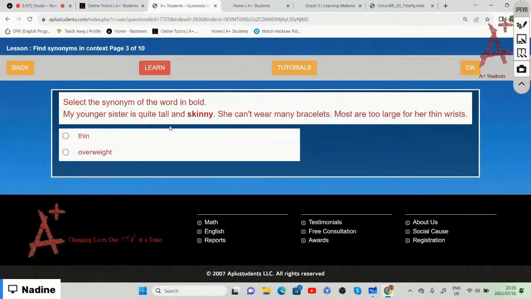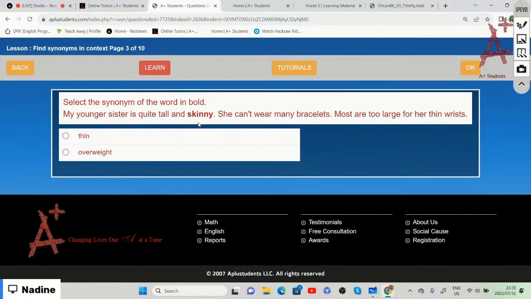All right. My younger sister is quite tall and skinny. She can't wear many bracelets. Most are too large for her wrist. We need to find a word that is similar to skinny. Is it thin or overweight? Skinny, slender, right?